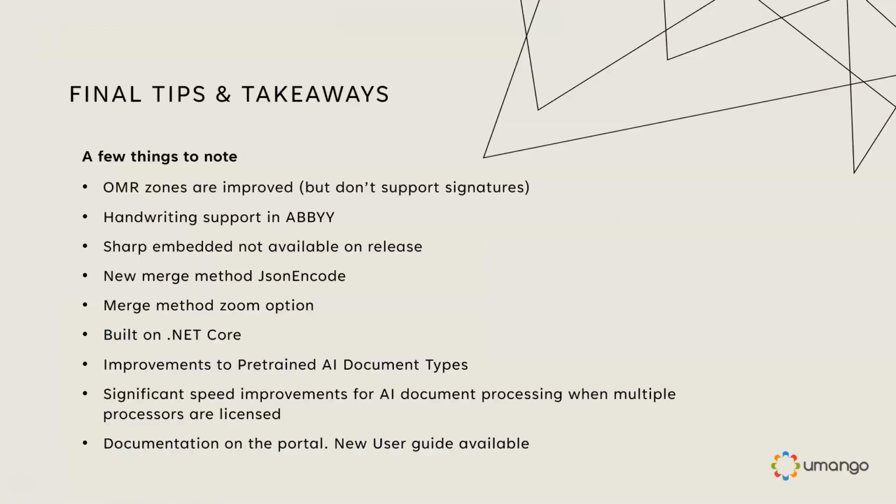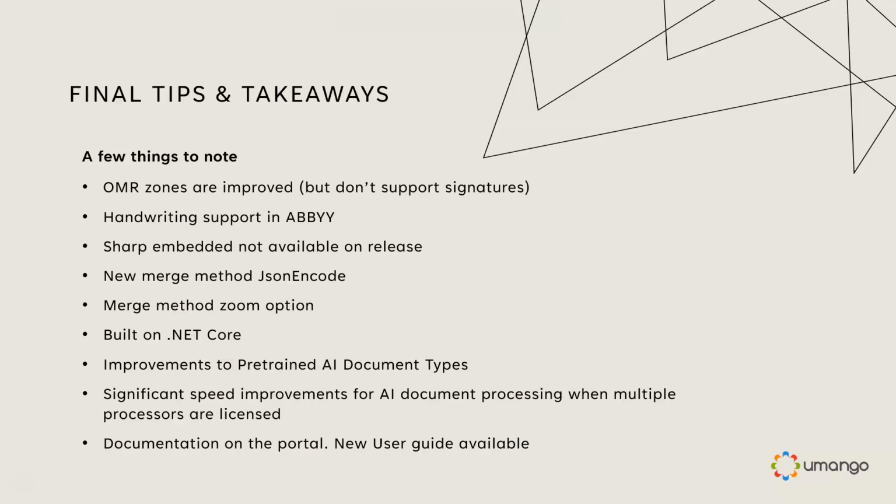All right, just a few more quick, short, sharp things that we'll go through here that didn't fall into those categories, but are important things that you understand as we move forward. So we've done some improvements to AI, to OMR zones. I don't know if you've played with our OMR feature in Umango 23, but it's perhaps not as accurate as we would have liked it to have been. So we've done some improvements there, but it has meant that our OMR zones no longer support signatures like they have in the past. If you want to do signature recognition, you're best to do that with a custom AI document and you'll get really good results there. So just something to bear in mind.